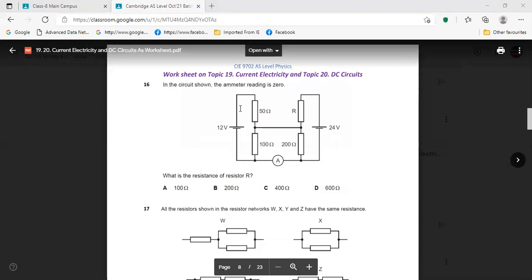Can you remember one thing that I told you, that we should be very familiar with the potential divider idea to solve the questions of this topic? Almost every question uses this potential divider idea. So this one is getting 4 volt and this one is getting 8 volt.